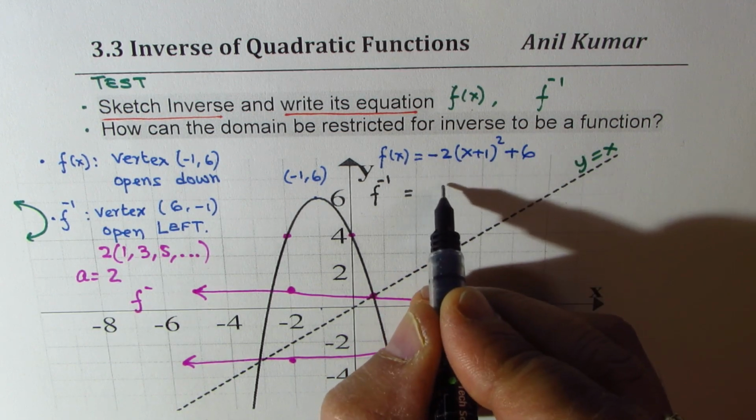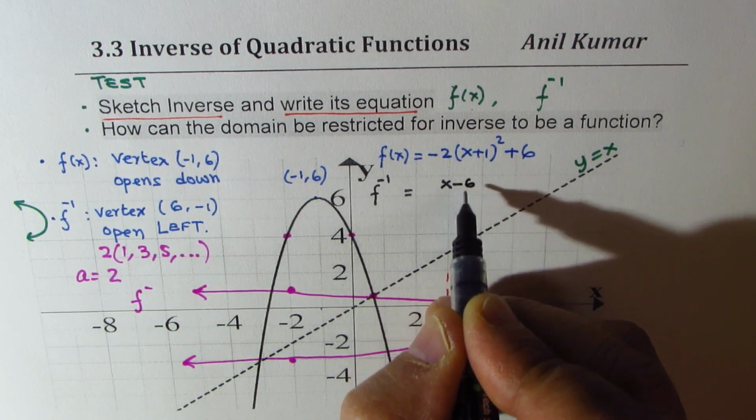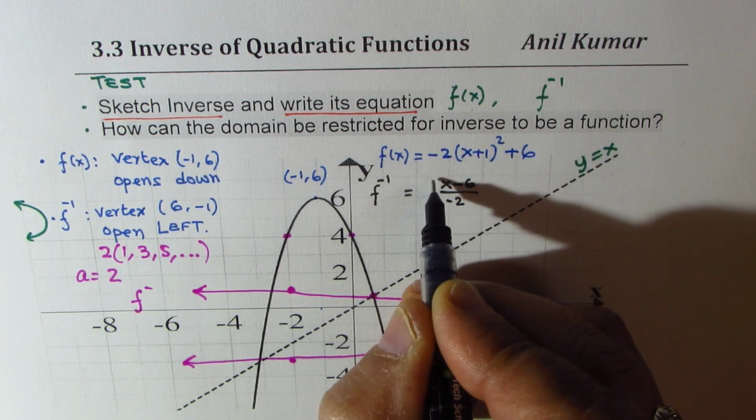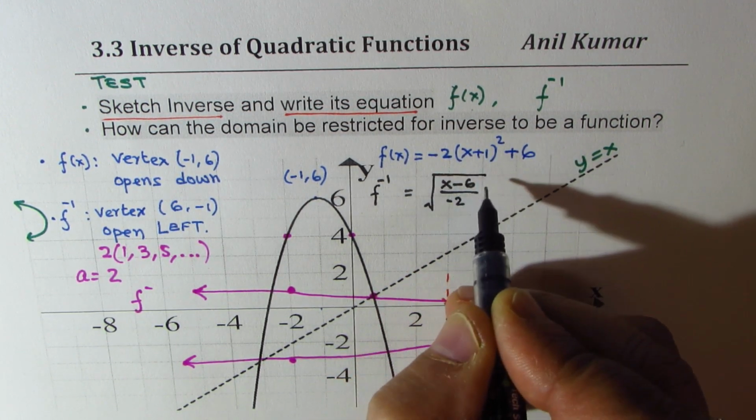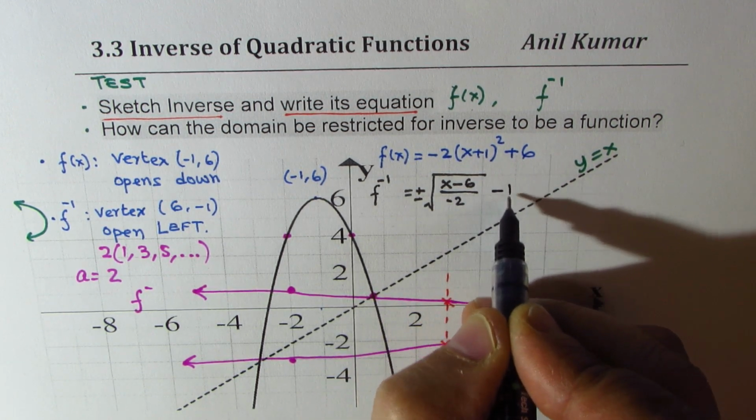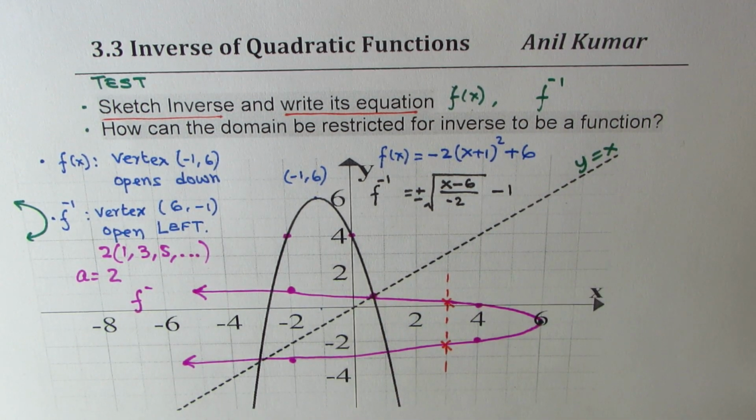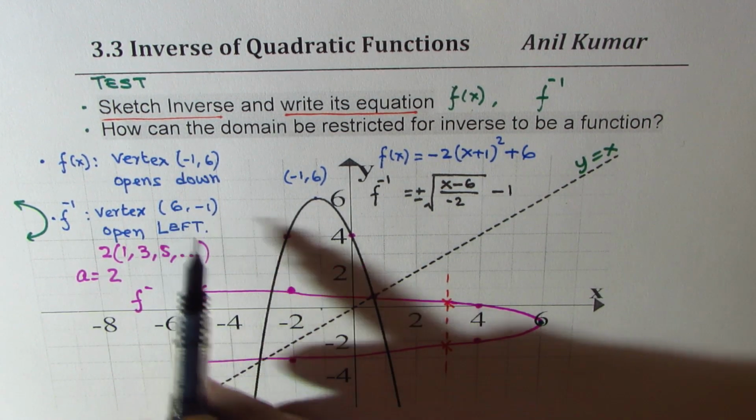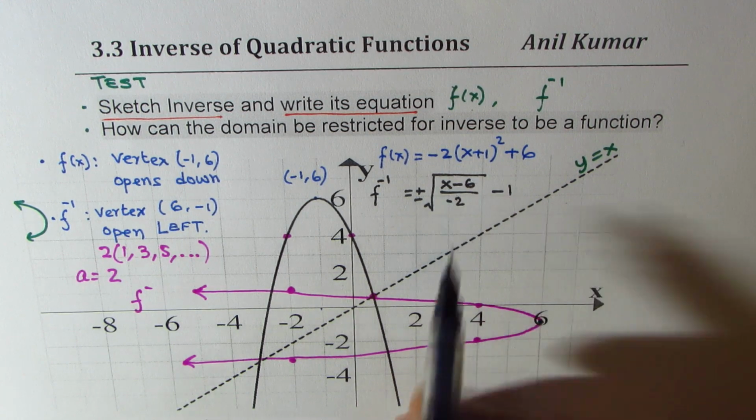So first you take away 6, which is x minus 6. Then you divide by -2. And then you square root, reverse calculation. Whenever you square root, you have to write plus and minus, and then you take away 1. So that becomes the inverse. Clearly, the vertex is at 6 minus 1. 6 minus 1. Do you see that part?